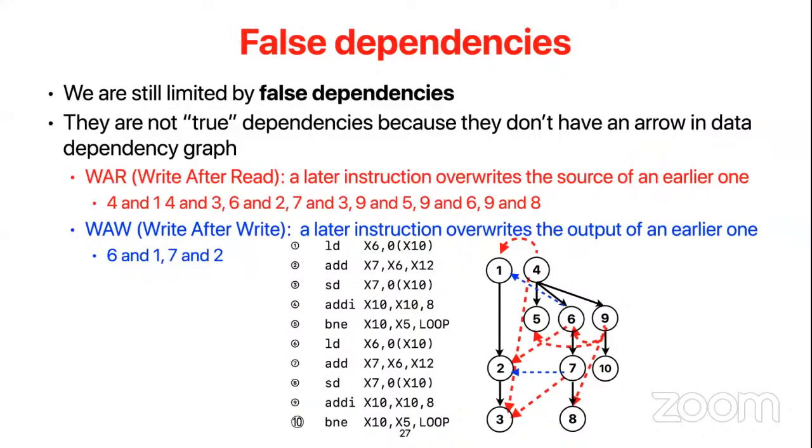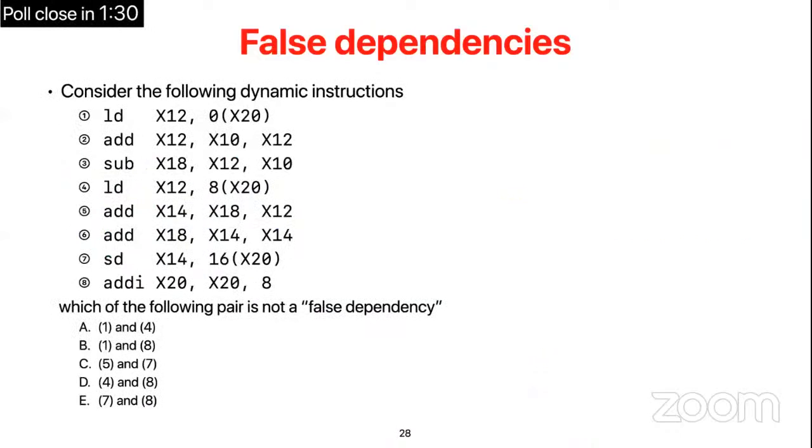Now I want you to identify, for the following code sequence, which of the following pairs of instructions is not a false dependency, to see if you really get the idea of false dependencies.